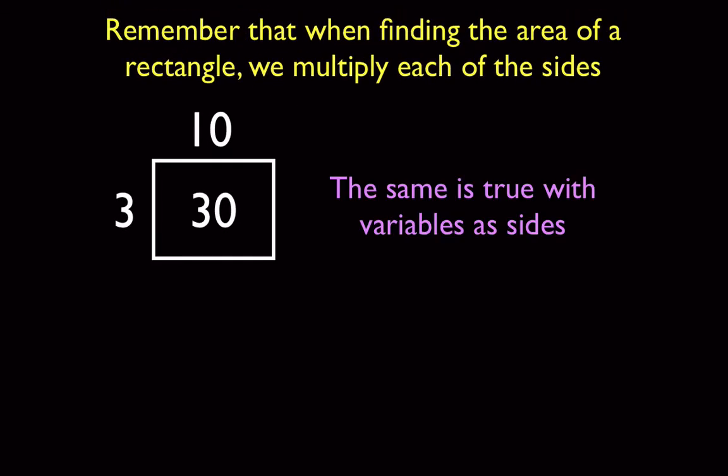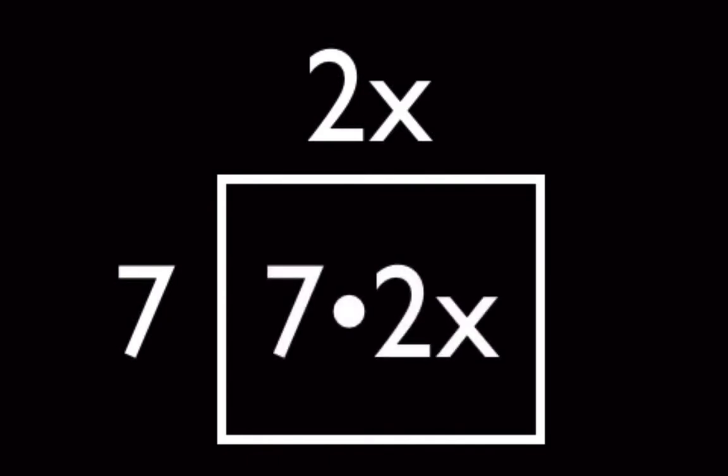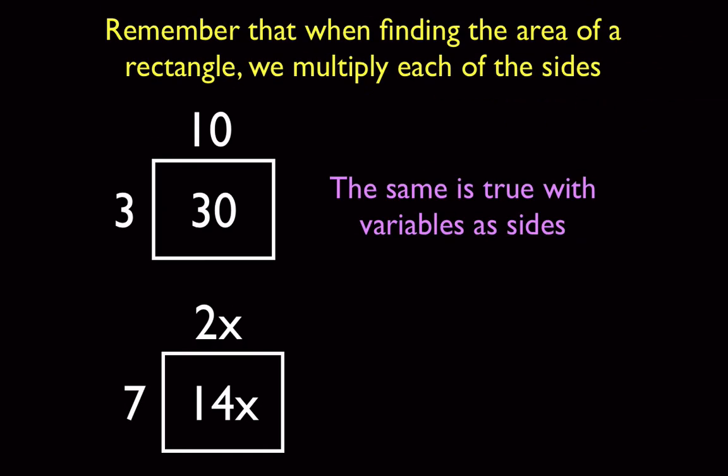Okay, so what we would do in this case is multiply those two sides, 3 times 10, which would give me 30. And it's important to remember that, because what we're going to be doing today is simply multiplying those two sides. The same is true if you have variables. So in this case, it's basically 2x times 7. If you remember from earlier, that just means I'm going to multiply 2 times 7 and leave the x in there. So it'd be 14x.